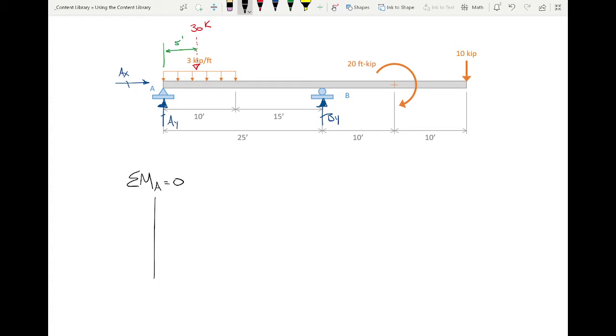Sum moments at A. So we're going to sum moments at A, and basically what we're going to say is everything that's spinning this way equals everything that's spinning that way. No different. Okay? So let's do that.